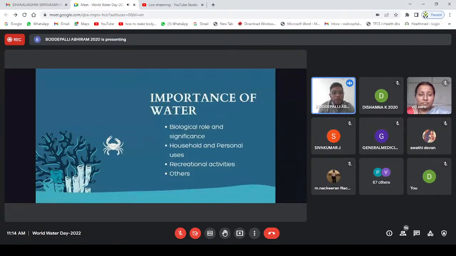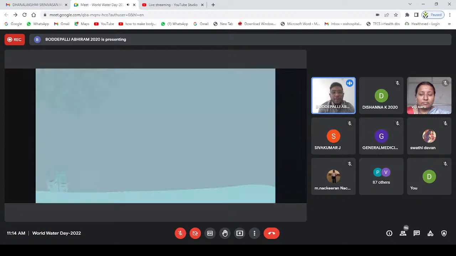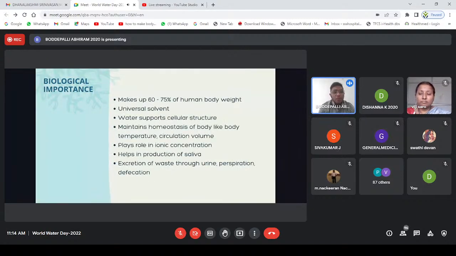Moving on, we'll be seeing the main topic for today, that is the biological importance of water. As we know, water makes up 60 to 70% of the human body weight. It's a universal solvent. It supports cellular structure, maintains homeostasis of the body, plays a role in ionic concentrations, helps in production of saliva, and excretion is also a very important role.